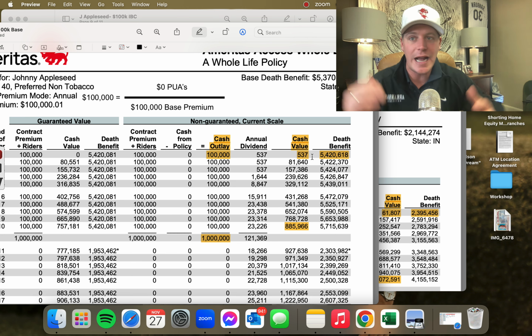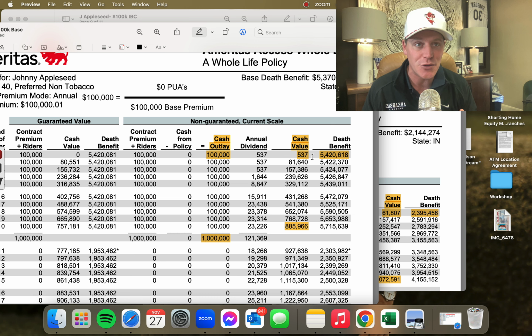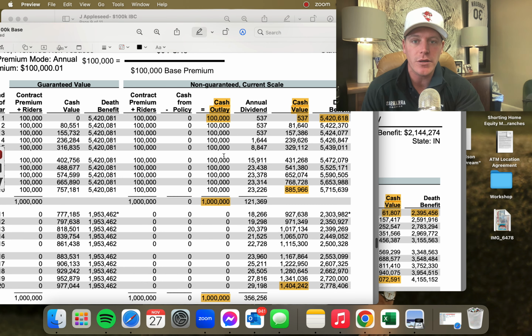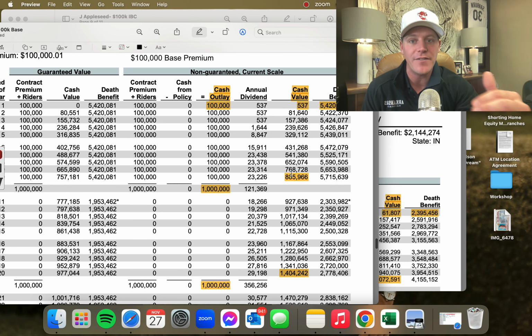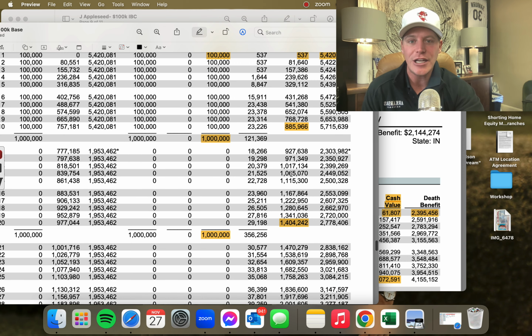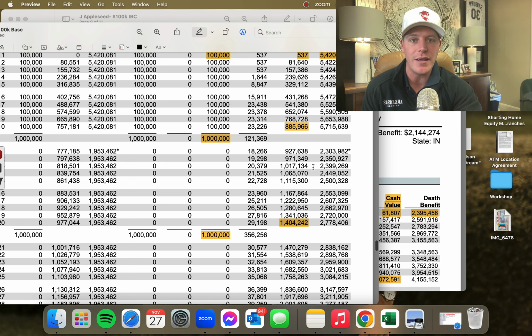Now, this is a guy named Johnny Appleseed. He's 40 years old in preferred health, right? Just a typical run-of-the-mill person. So you can see here, though, after these 10 years of him making $100,000 deposits, his cash value is only $885,000. He's still behind. He actually looks like it doesn't even break even until about year 12.